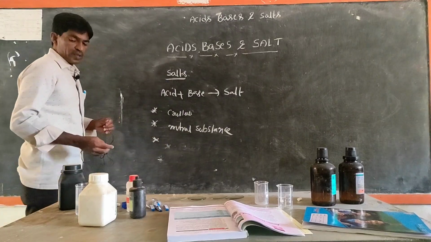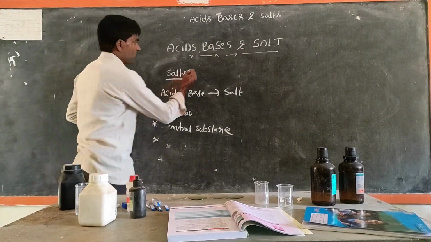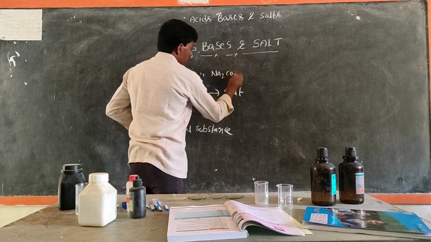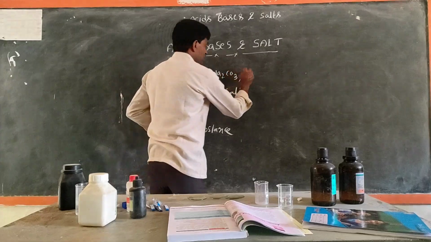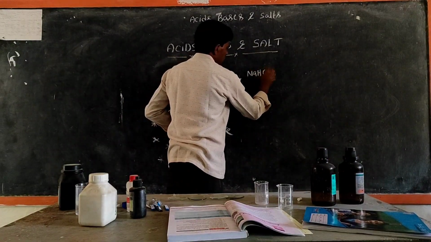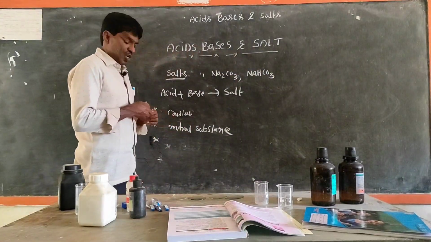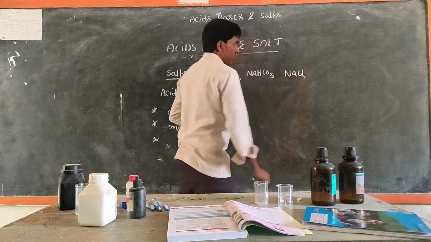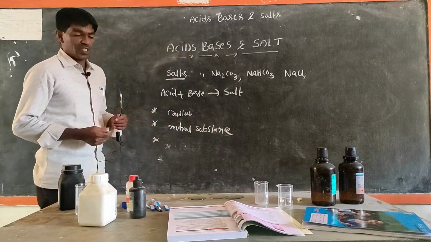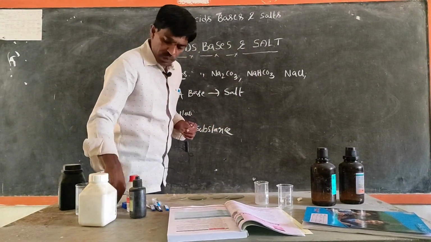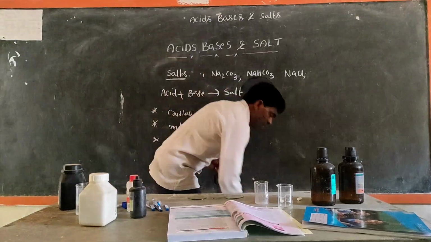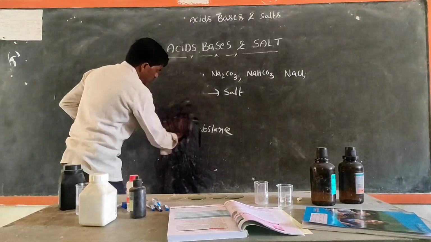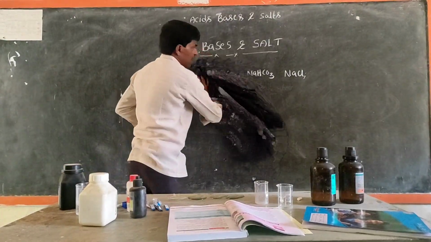Examples of salts: sodium carbonate is one of the salts. Sodium bicarbonate, NaHCO3, is one of the salts. Rock salt or sodium chloride, NaCl, that is the uppu, that is the salt. This is the primary, fundamental characteristics of acids, bases and salts, which you also learned in the previous classes.